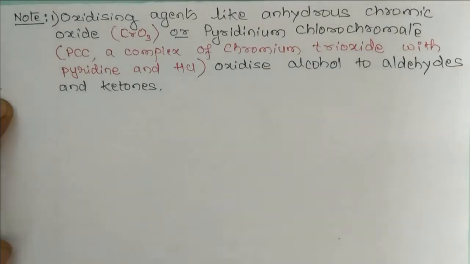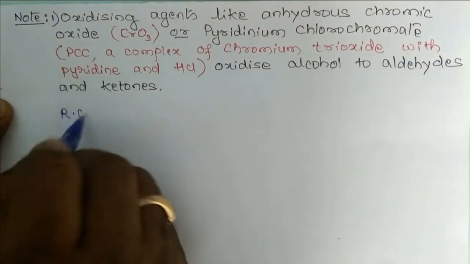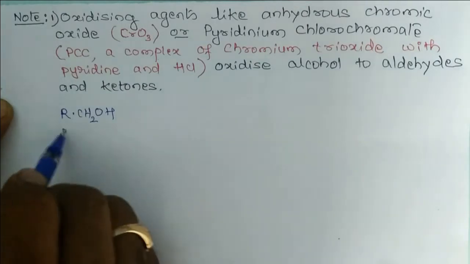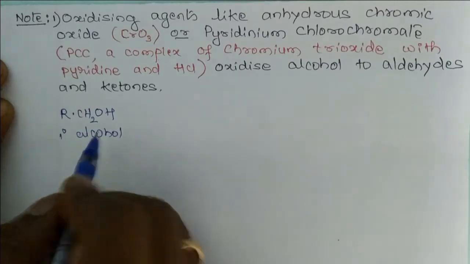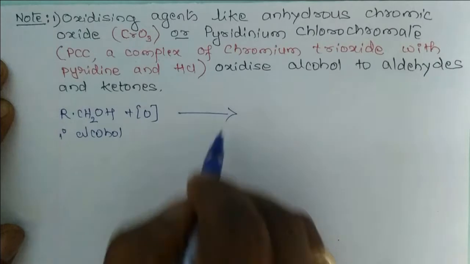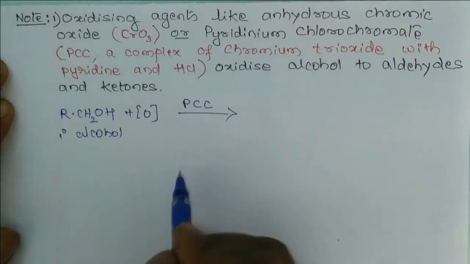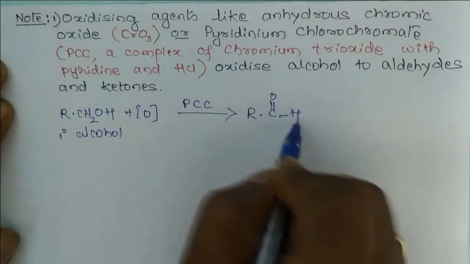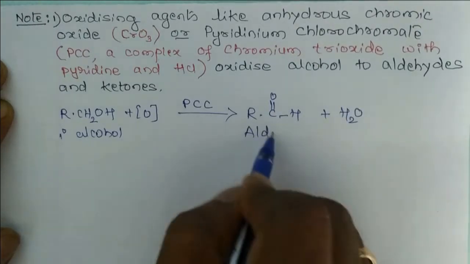Now let us see the example. RCH2OH, this is primary alcohol. Primary alcohol is subjected to oxidation by using PCC, pyridinium chlorochromate. We can stop reaction at aldehydic level. This is an aldehyde.